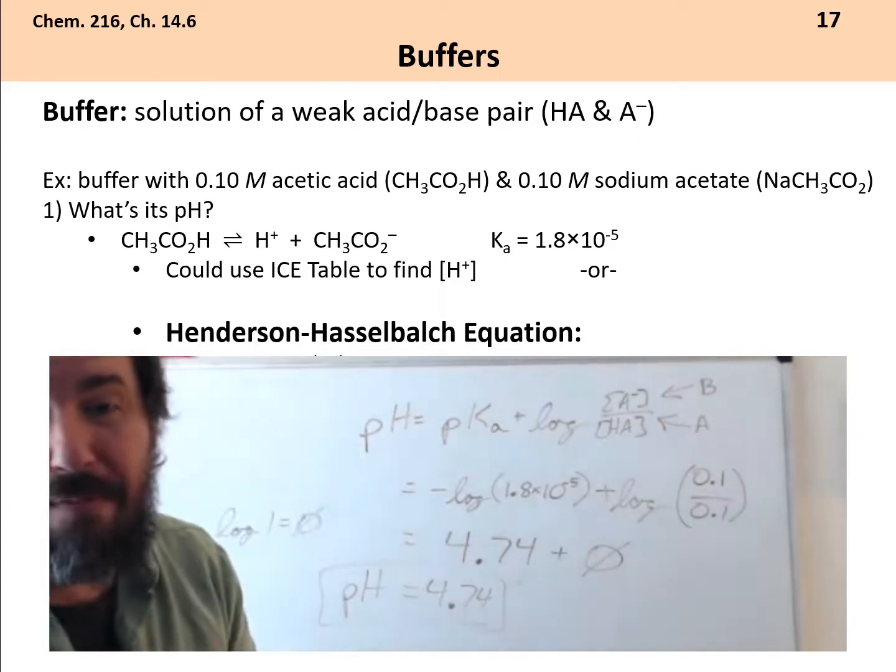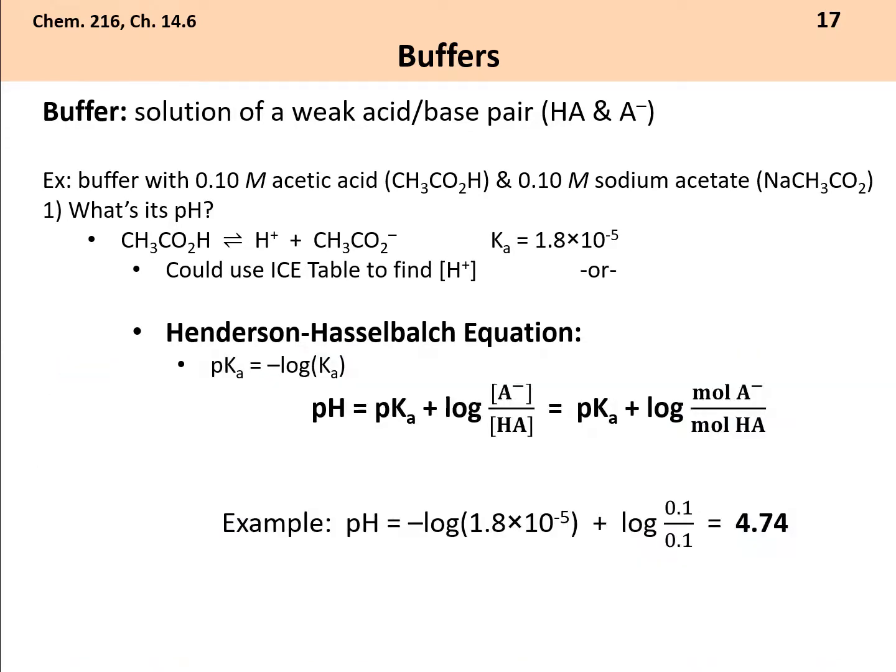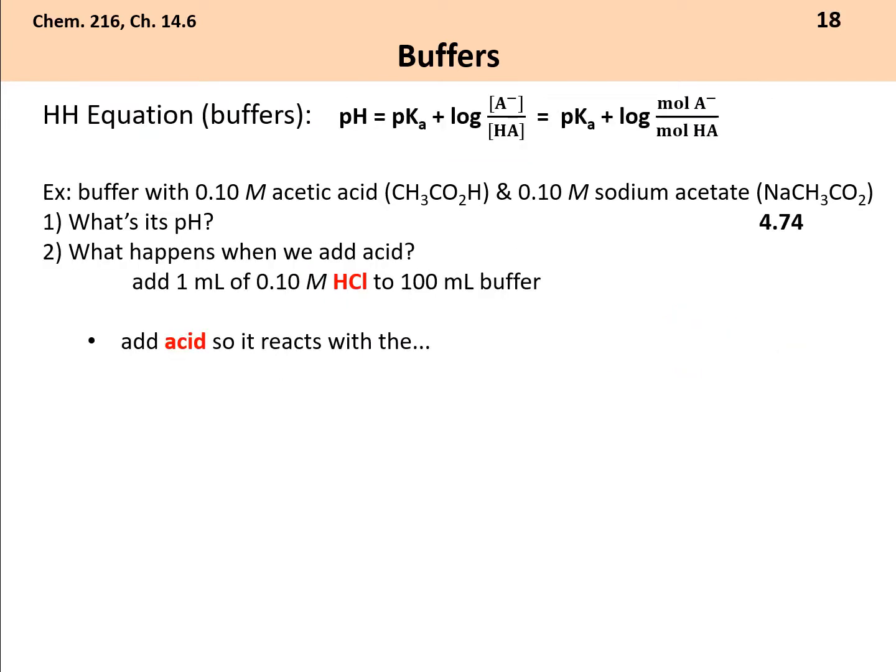Okay, so I'm able to use the Henderson-Hasselbalch equation to figure out pH without using an ice table. Anytime you can get away without using an ice table, you do it. Now remember, this is only for buffers. On test number 3, we're not going to use this because we're not talking about buffers. And buffers are only when we have a weak acid, weak base pair. Okay, so that's my initial pH.